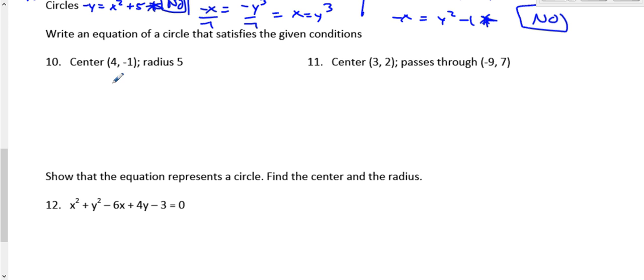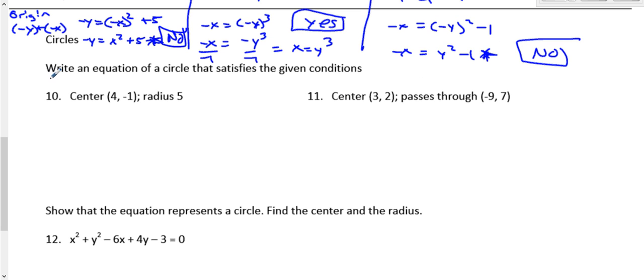We want to write an equation of a circle that satisfies the given conditions. We have to remember that circles use the equation (x minus h) squared plus (y minus k) squared is equal to r squared, where h and k are the center, and r is the radius. So as long as we can find the center and find the radius, we can write our equation.